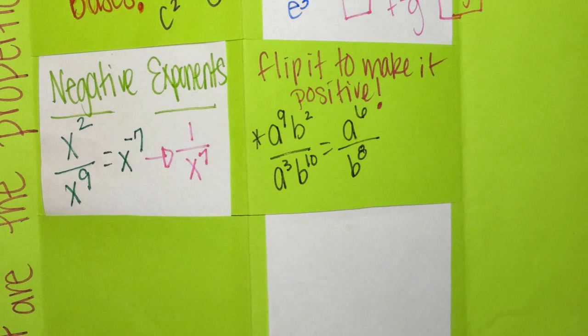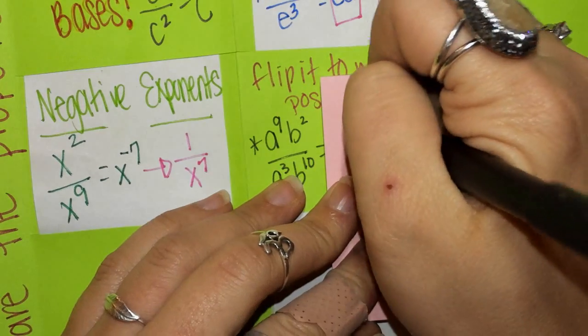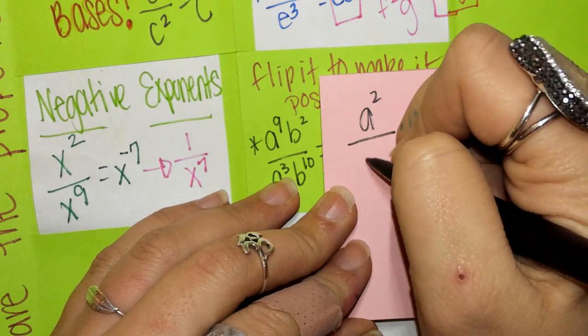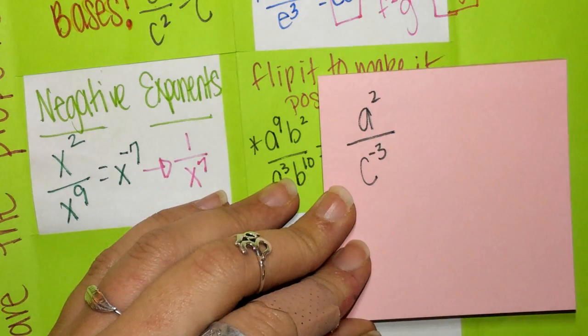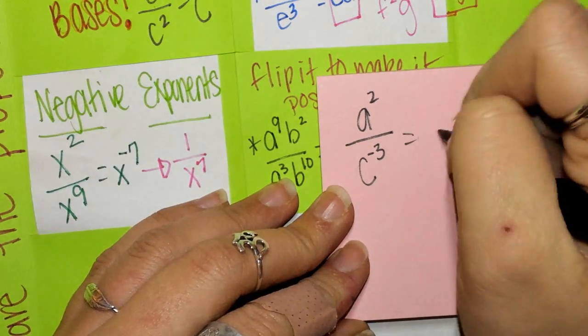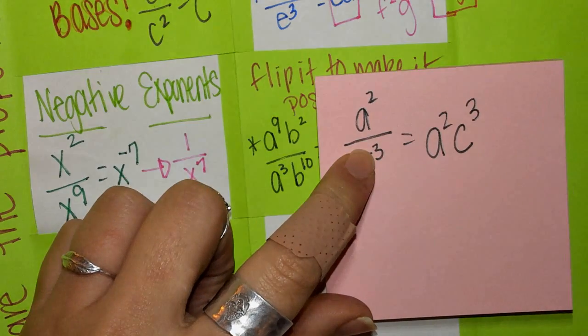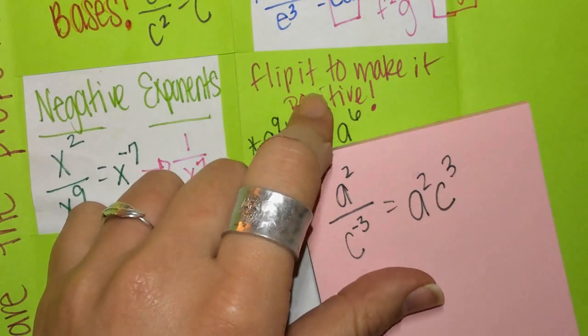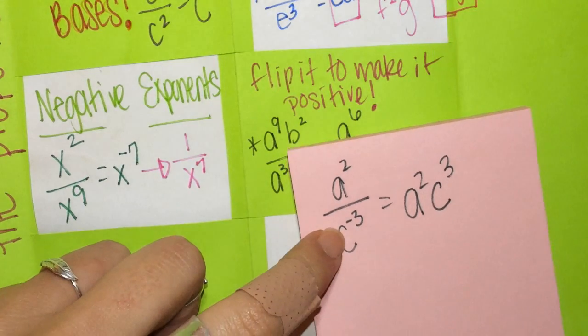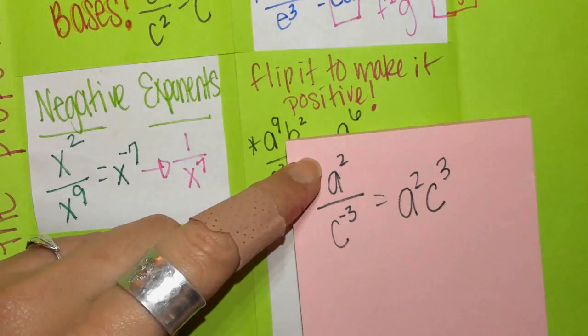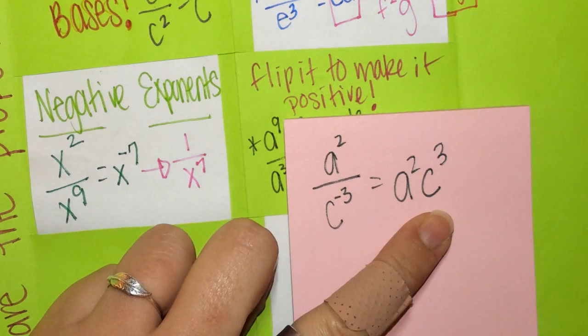And if it's on the bottom, you move it to the top. If you move it to the top, what did you do to the bottom? If you moved it to the top, it would just be up there. So if I had a squared divided by c to the negative 3, that would then become a squared times c cubed. Because it's negative on the bottom, and all it says is to flip it to make it positive, right? So if I flip this guy, where am I flipping him to? To the top. So he becomes that.